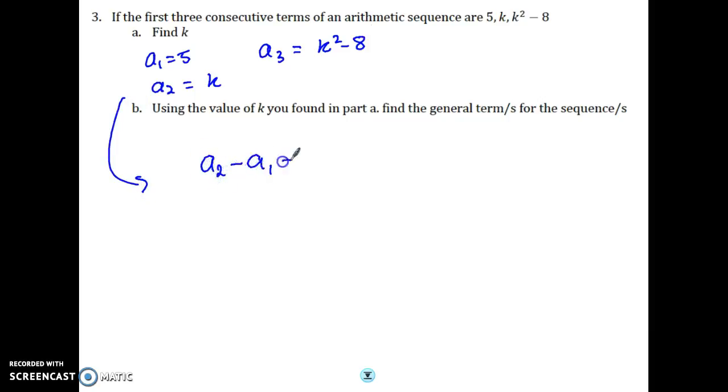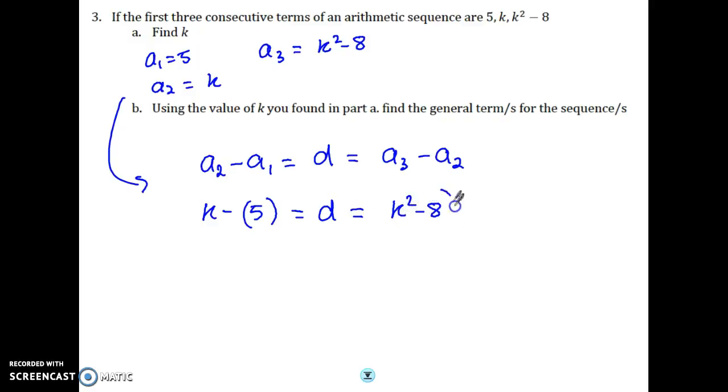We're just going to come down here for a little bit more space. a_2 minus a_1 has to equal that common difference. But likewise, a_3 minus a_2 has to equal that common difference. And so we can fill in the necessary values. k minus 5 should be exactly the same as the common difference. And another way of expressing that common difference is to say a_3 minus a_2. And so k minus 5 has to be the same as k squared minus 8 minus k.